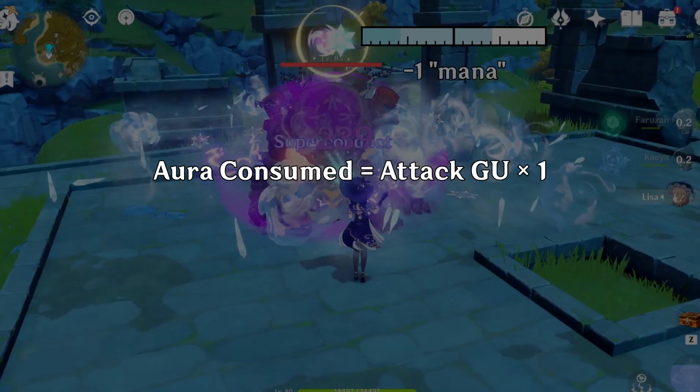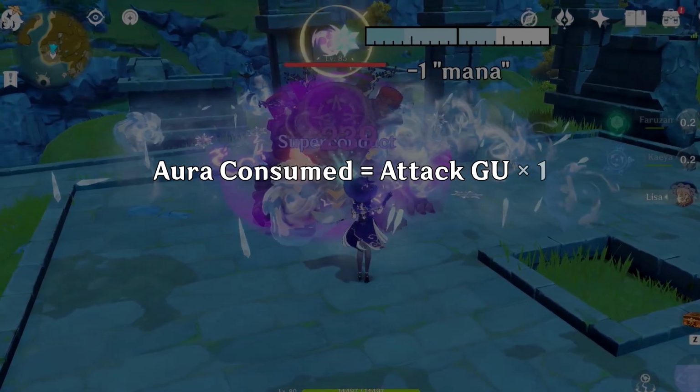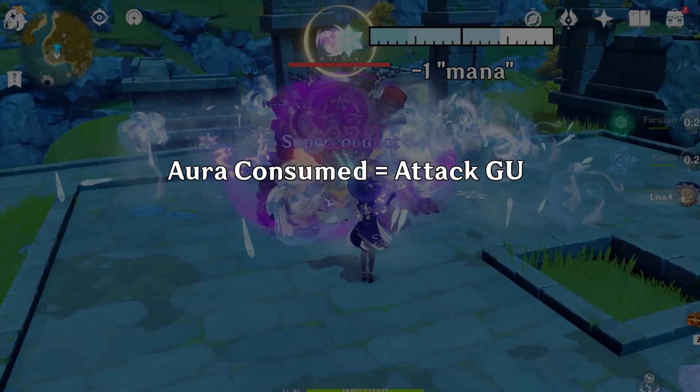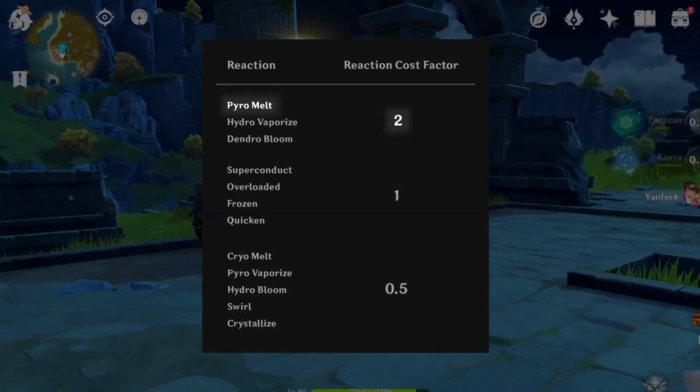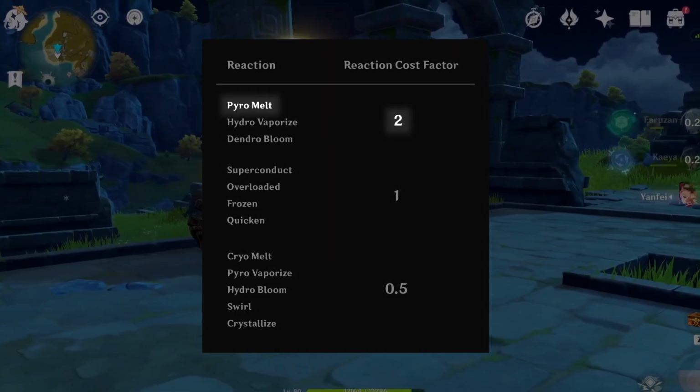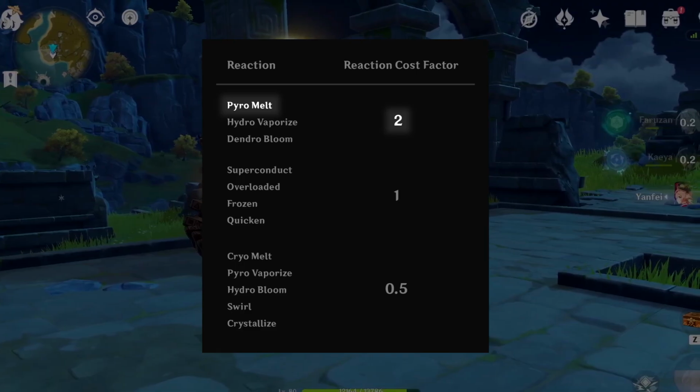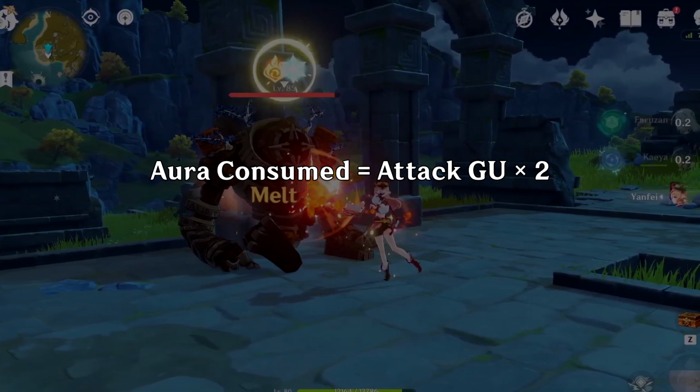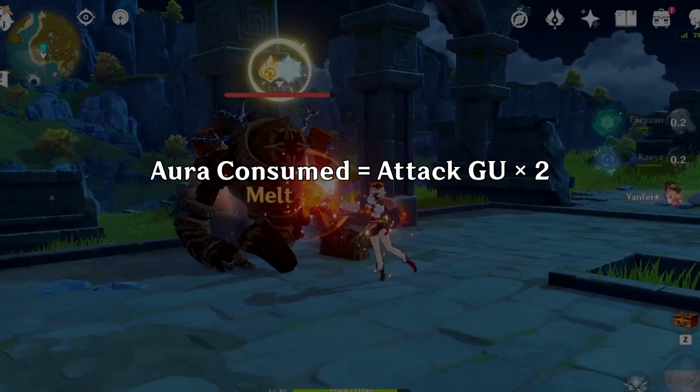This means that the number of gauge units consumed by a superconduct reaction is just equal to the gauge units of the triggering attack itself. But if we instead look at Pyro Melt, for example, sometimes known as a forward melt, its reaction cost factor is 2. This means the number of gauge units consumed is 2 times the gauge units of the attack that triggered it.